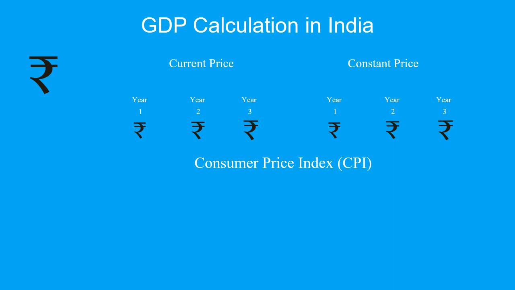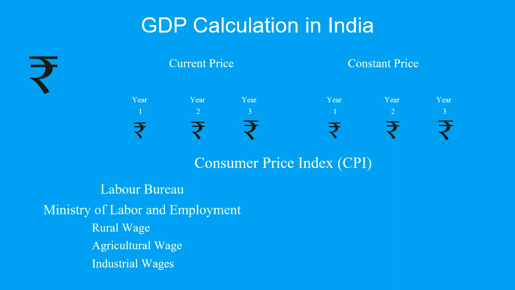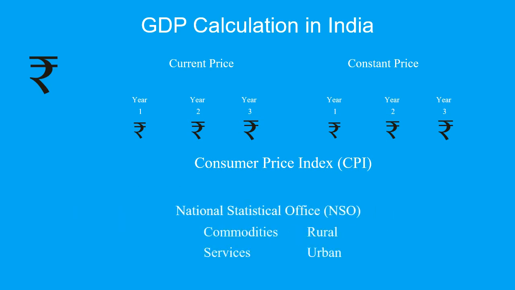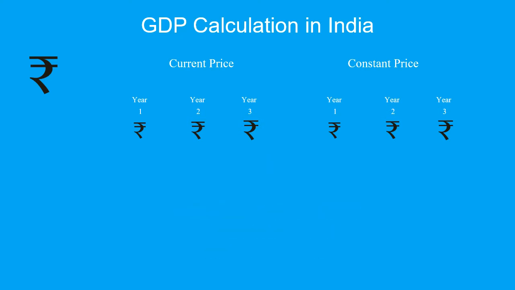The custodian of the index for the wages of rural and agricultural labourers, and of the wages of urban industrial workers, is the Government of India's Ministry of Labour and Employment's Labour Bureau. The responsibility of collecting and collating all other prices lies with the National Statistical Office, or the NSO. Using data obtained from both these sources, the NSO generates the price for each of the goods and services, for both urban and rural areas, for the whole nation.